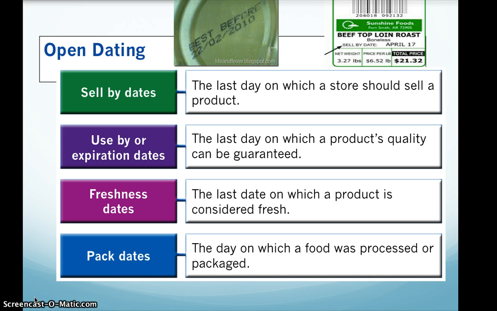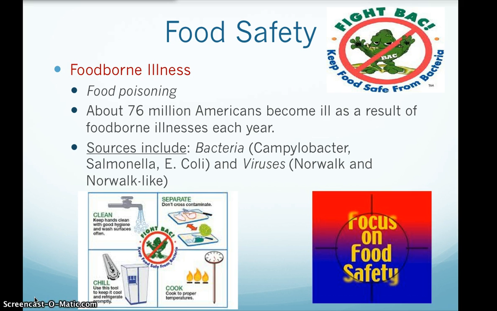So when you look at a food item, we're going to see a lot of dates on there. It's just really important that you understand what you're looking at. Are you looking at a sell-by date, an expiration date, a freshness date, or a pack date? But to make a long story short, you as a consumer can eat a food past the sell-by date or the expiration date. Just be aware that it's not guaranteed that it's going to be high quality or that it may be safe.